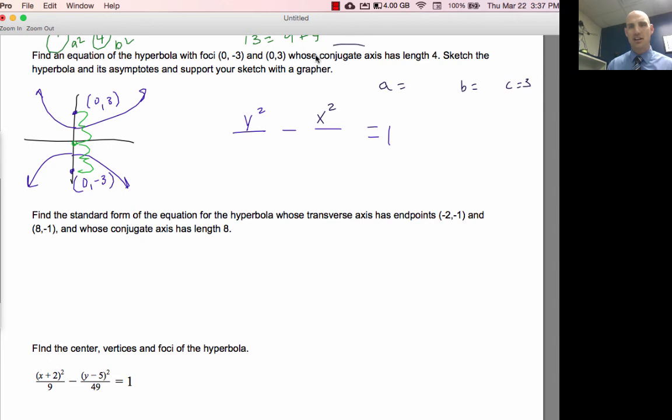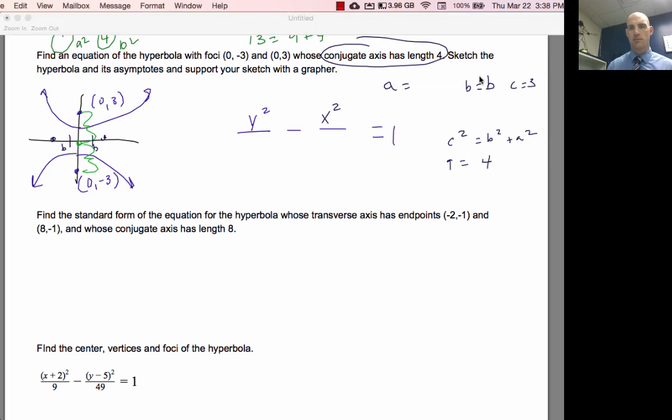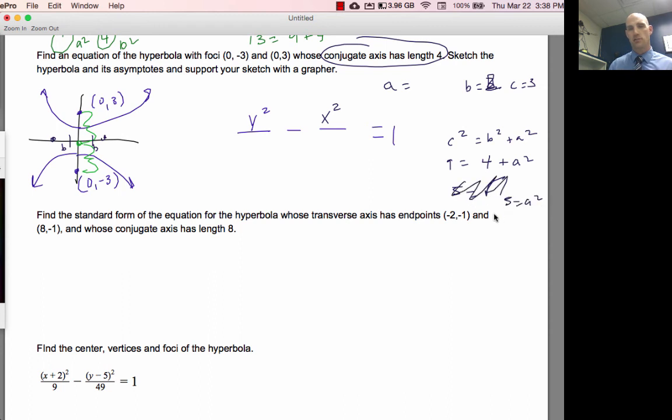With my conjugate axis, that's going to establish my B distance. If my conjugate axis is 4, that means that each side is B, so B is 2. And if I use my Pythagorean identity, C squared equals B squared plus A squared. So 9 equals 4, which is B squared, plus A squared. So 5 is equal to A squared. And so A is equal to square root of 5.